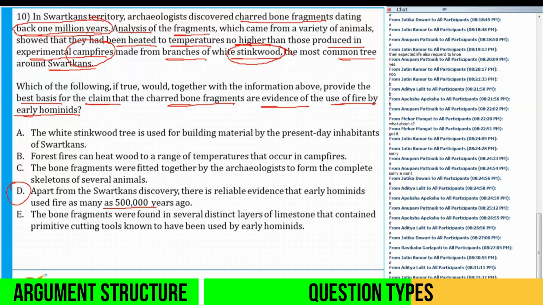Yes, I think Aditya, you are right. Answer for this question should be E. The bone fragments that were found were in several distinct layers of limestone that contained primitive cutting tools. So we have also found primitive cutting tools. Wherever we found bone fragments, we have found primitive cutting tools, and we know that these primitive cutting tools were used by early hominids. That means these bone fragments and these cutting tools are all from the same period. So the hominids must have cut the animals, killed the animals, roasted them, and eaten them. Number E is the best proof.